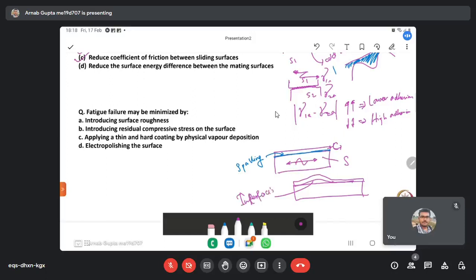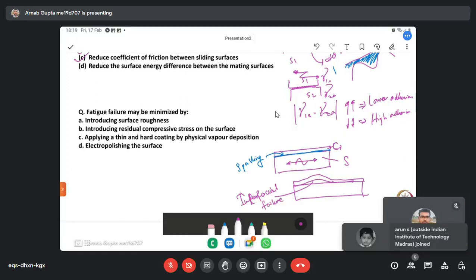So generally under fatigue loading conditions, we tend to avoid such type of coatings which may fail due to spalling. Okay. Yes, sir. So we tend to avoid it. So your option B is correct here. Option C is not correct.